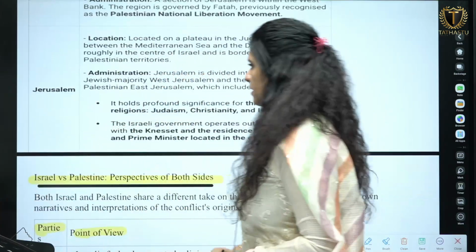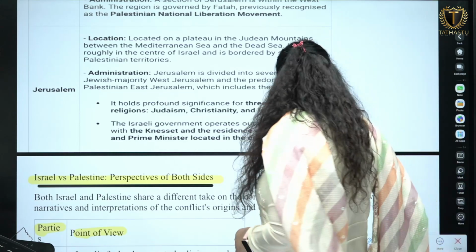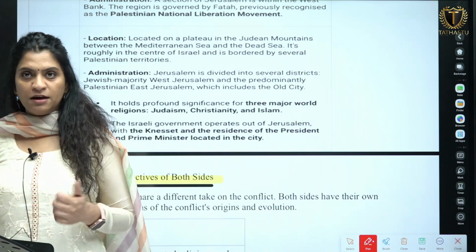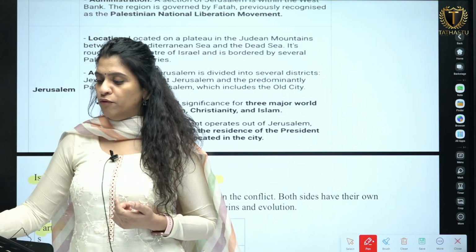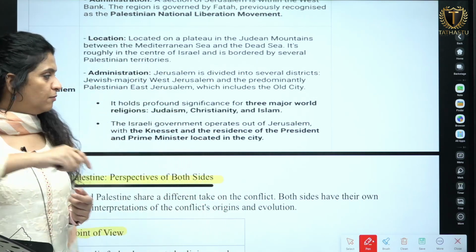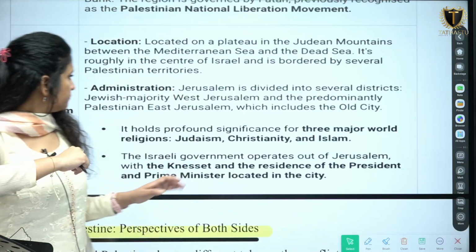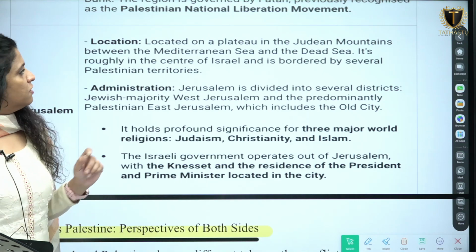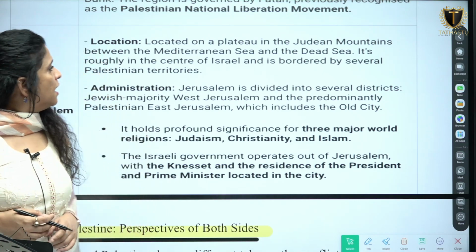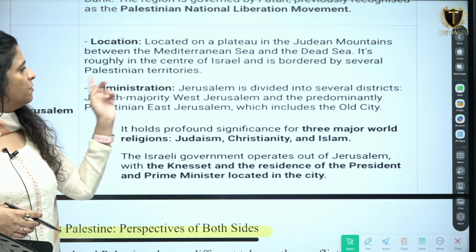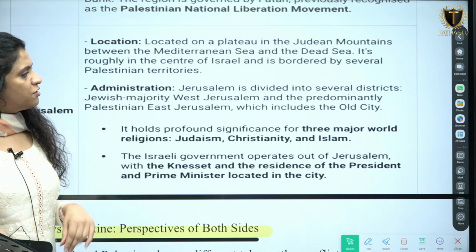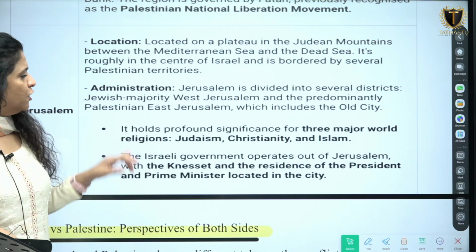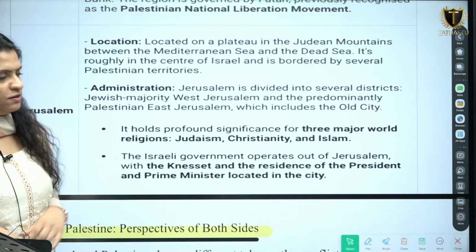Now about Jerusalem. So West Bank, important जो हमने देखी territories, those are Gaza Strip. ठीक है, पहला हमने देखा Gaza Strip, second देखा हमने West Bank. Now we are on Jerusalem. So Jerusalem की location क्या है? Jerusalem is located on the plateau of the Judean mountains between the Mediterranean Sea and the Dead Sea, roughly in the center of Israel, and is bordered by several Palestine territories. Administration: Jerusalem is divided into several districts, Jewish majority West Jerusalem and predominantly Palestine East Jerusalem, which includes the Old City.